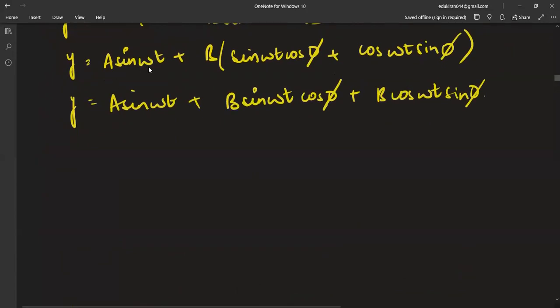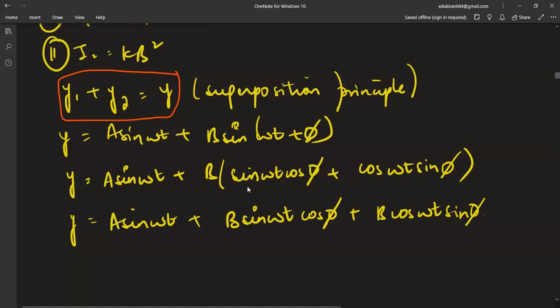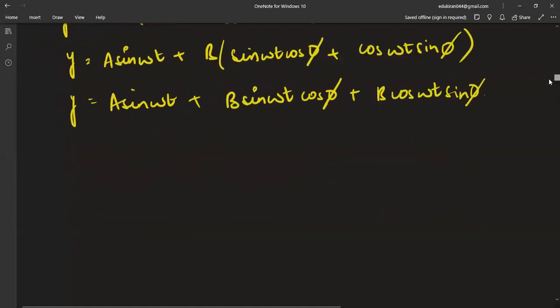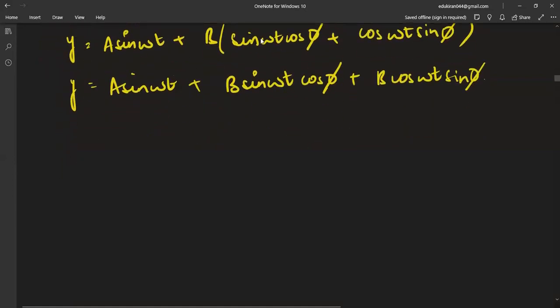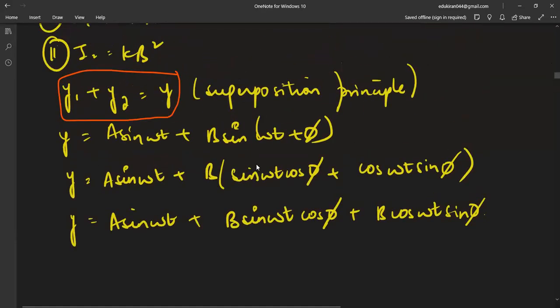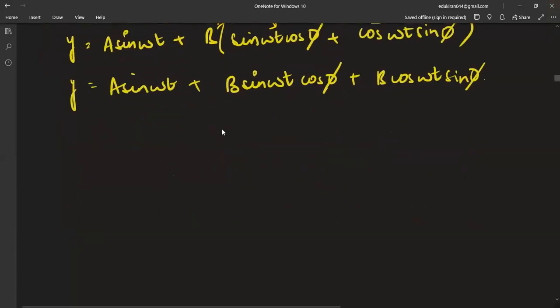Now see, y is a sine omega t plus b (sine omega t cos phi plus cos omega t sine phi). We have used an identity over here: sine (A plus B) is equal to sine A cos B plus cos A sine B. So the same identity we have used over here. So a sine omega t. Now this b is being multiplied to this bracket. So what we get? We will get a sine omega t plus b sine omega t cos phi plus b cos omega t sine phi.